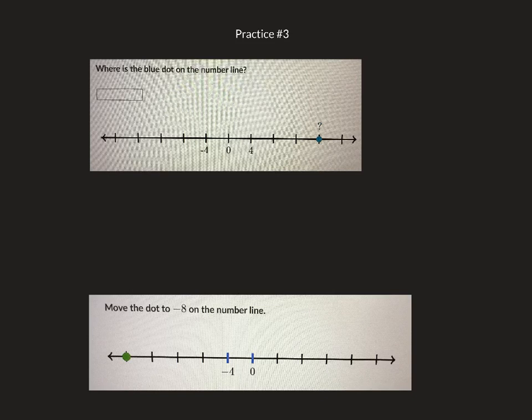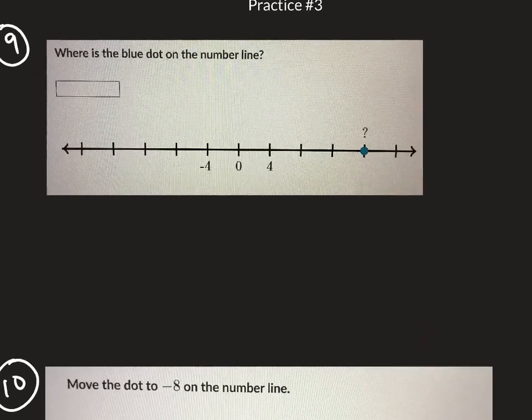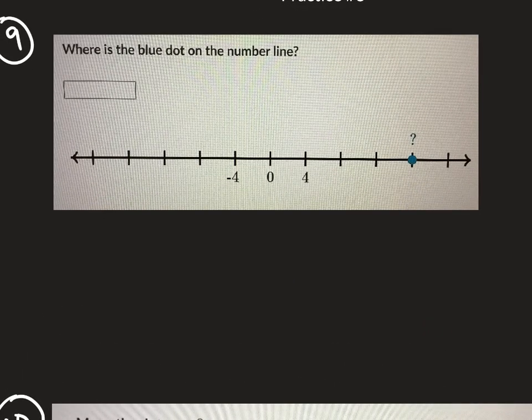Okay, so let's try these practice problems for practice number 3. Let's call this number 9 and this number 10. Now you guys, you already know how to do these. If you look at this number line, where is the blue dot on the number line? Now, this is important that you understand. Remember, when I did it with you guys, I would say this is 1. This is 1, this is 2, this is 3.